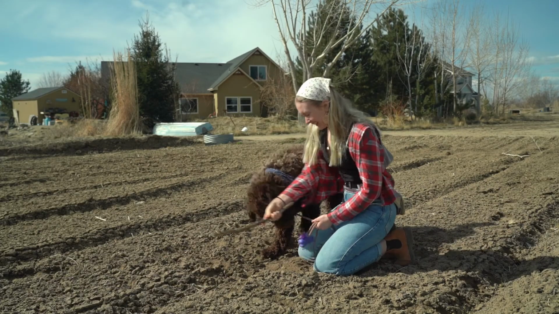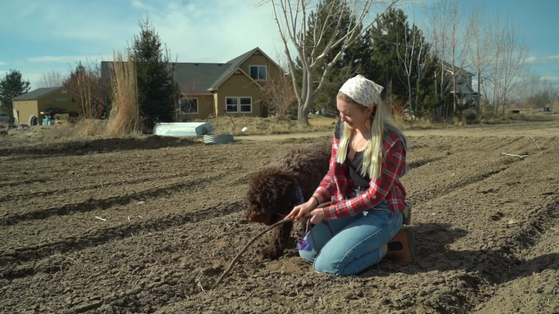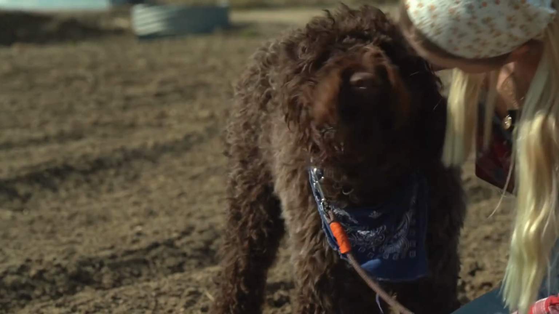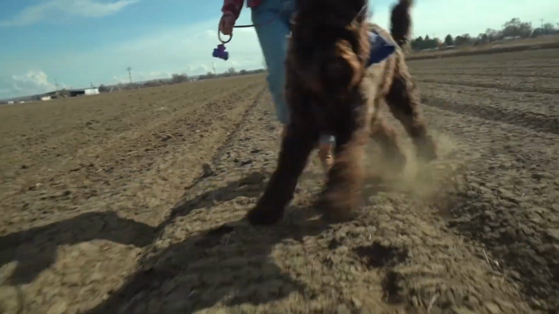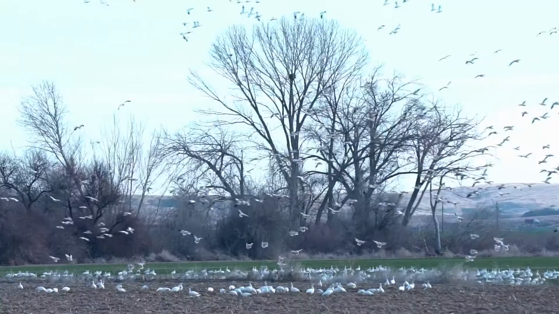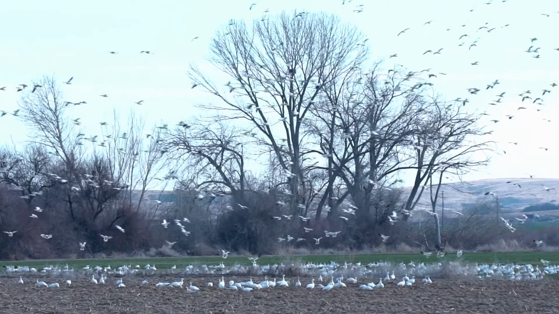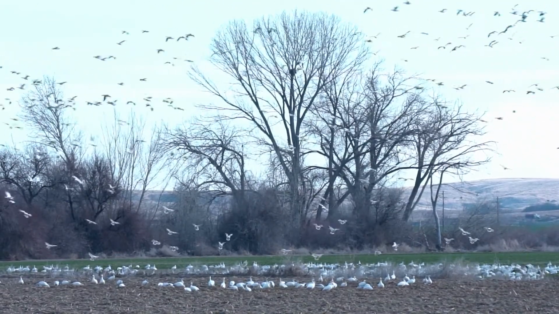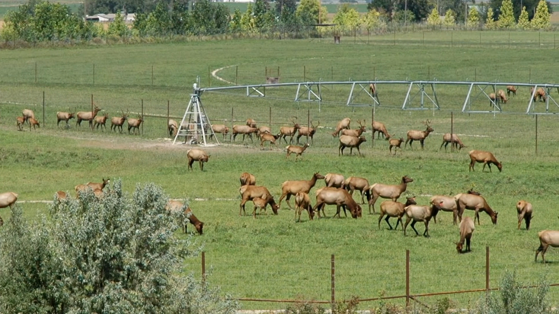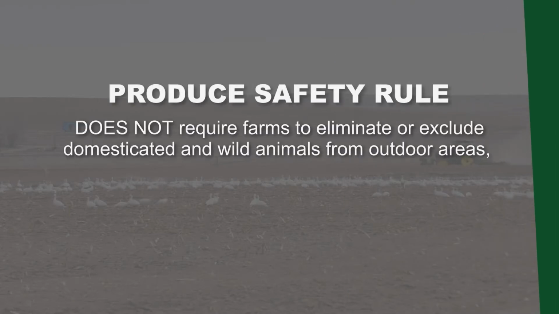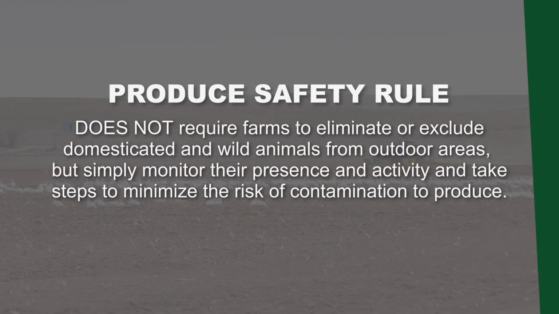Domesticated animals, such as dogs, cats, and livestock, because of their close proximity with humans, are more likely to be a route for human pathogens of public health significance, thus transferring those pathogens to humans and produce. Some wild animals are also migratory and gather in large numbers, thus can spread pathogens to other animals, produce fields, and waterways in close proximity. The Produce Safety Rule does not require farms to eliminate or exclude domesticated and wild animals from outdoor areas, but simply monitor their presence and activity and take steps to minimize the risk of contamination to produce.